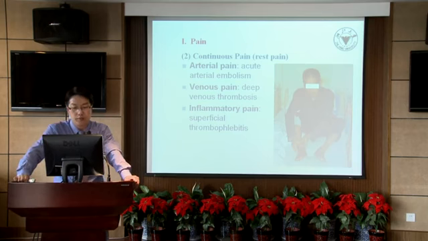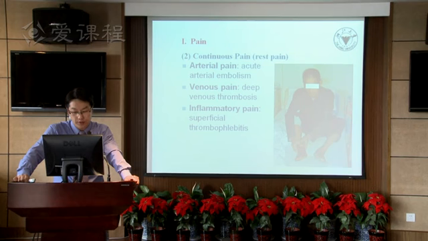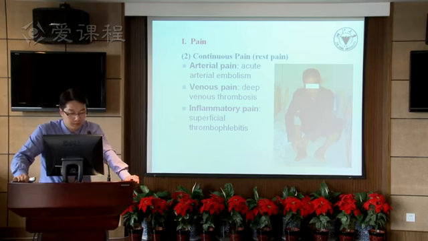The second is continuous pain, meaning rest pain. The characteristic is that even when the patient doesn't walk or lies down on the bed, the patient still complains of pain. But we must distinguish it from the arterial pain, venous pain, and the inflammatory pain. Such as acute artery embolism is the artery pain. The deep venous thrombosis, the DVT, is the venous pain. So the superficial thrombophlebitis is the inflammatory pain.